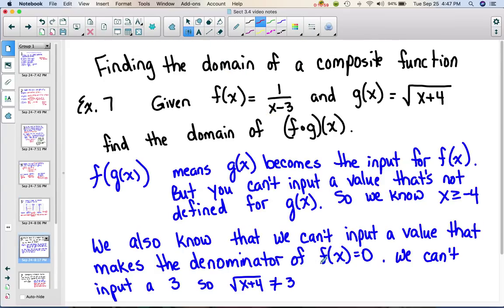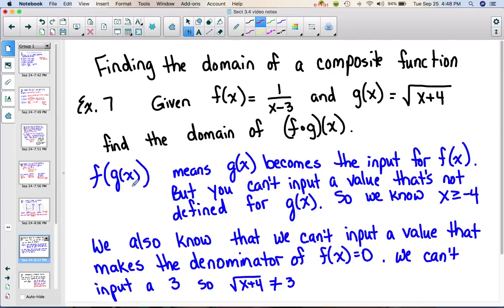Well, how do you find the domain of a composite function? So let's talk about that. So suppose we have, and I changed up the functions this time, that f of x is 1 over x minus 3, and g of x is the square root of x plus 4. And I want to find the domain of f of g of x. Now, one way you could do that is you could actually find out what f of g of x is, and then you could look at that and talk about the domain from that. But I want to do another approach.